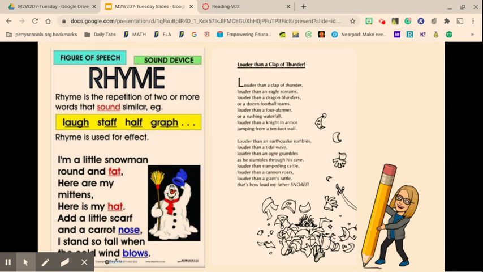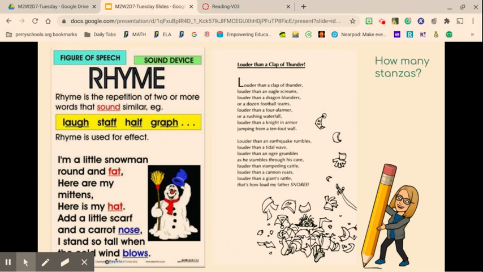So here's another kind of fun poem. Louder than a clap of thunder, louder than an eagle screams, louder than a dragon blunders or a dozen football teams, louder than a full 4-alarmer or a rushing waterfall, louder than a knight in armor jumping from a 10-foot wall, louder than an earthquake rumbles, louder than a tidal wave, louder than an ogre grumbles as he stumbles through his cave, louder than stampeding cattle, louder than a canyon roars, louder than a giant's rattle, that's how loud my father snores.